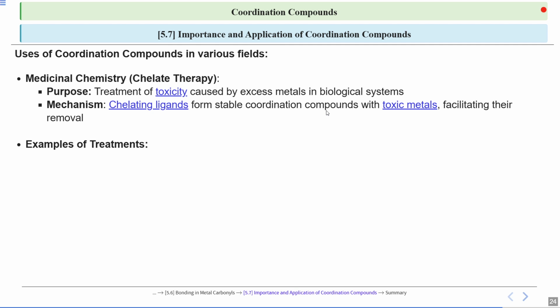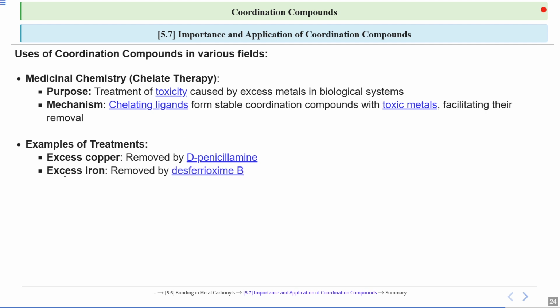Examples of treatments: for excess copper, the metal is removed by D-penicillamine. If there is excess iron, it is removed by desferrioxamine B. If there is lead poisoning, it is treated with EDTA.